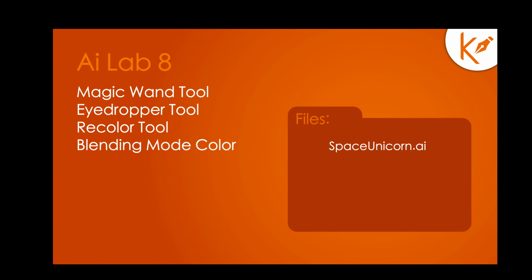Today we're going to learn how to create some unique limited color palettes in a vector illustration. You are going to learn or relearn the magic wand tool, the eyedropper tool, the recolor tool, and we're going to talk about the blending mode color and how we're going to use it to check value. The file you're going to need is Space Unicorn, and when you're ready, go ahead and launch that.